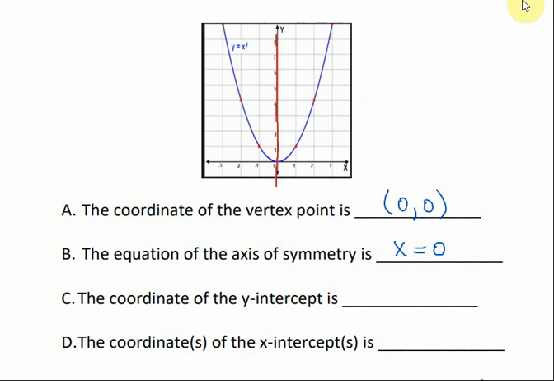The coordinates of the y-intercept, the place where it crosses the y-axis, would be right here. So my y-intercept would be 0, 0. And then the coordinates of the x-intercept, the only place that it's touching the x-axis, is also right here at the same spot at 0, 0.